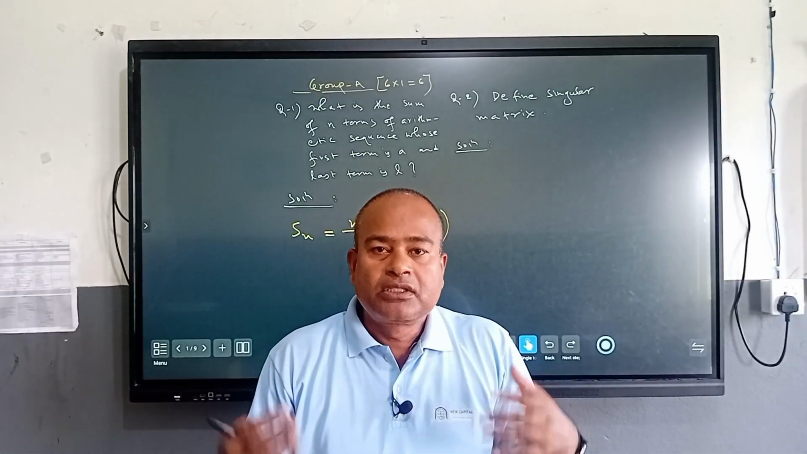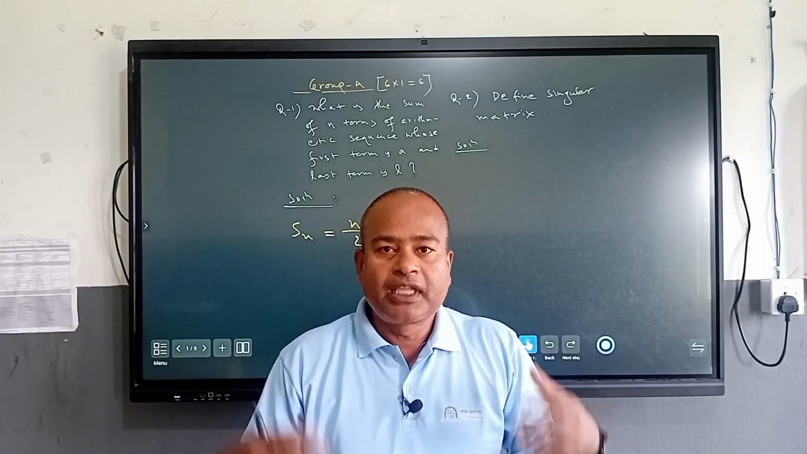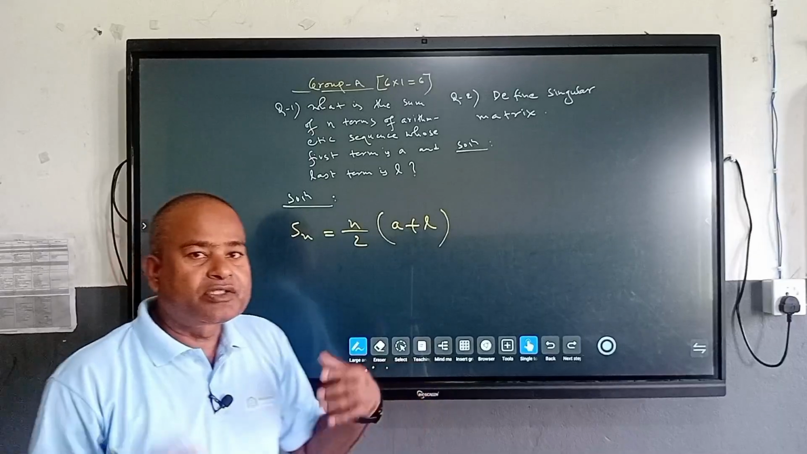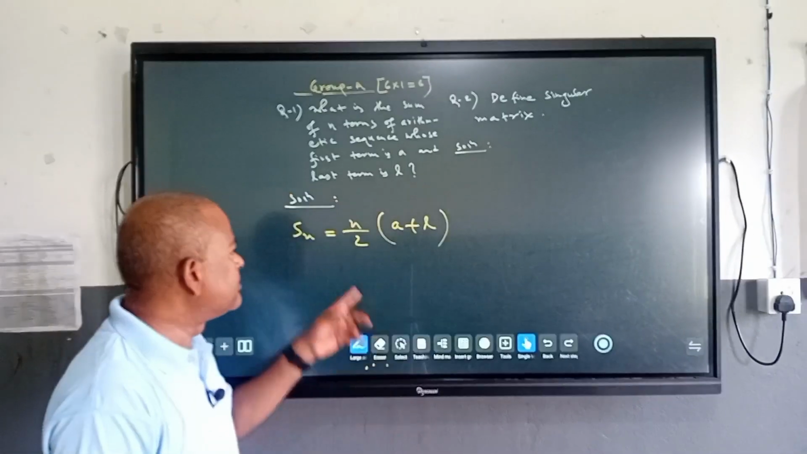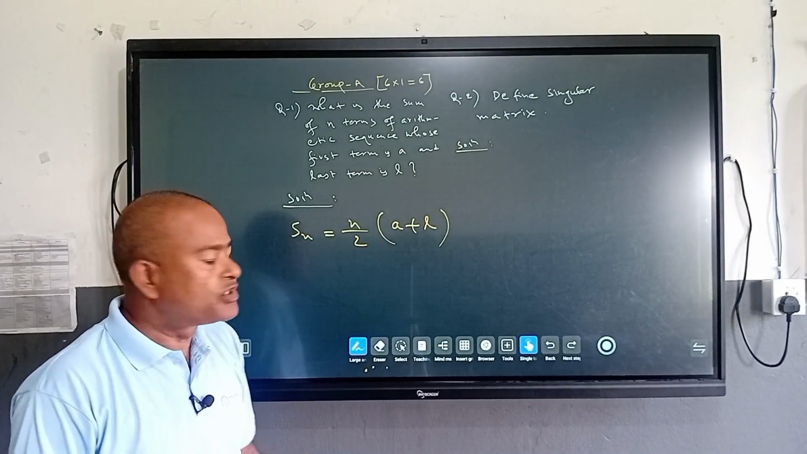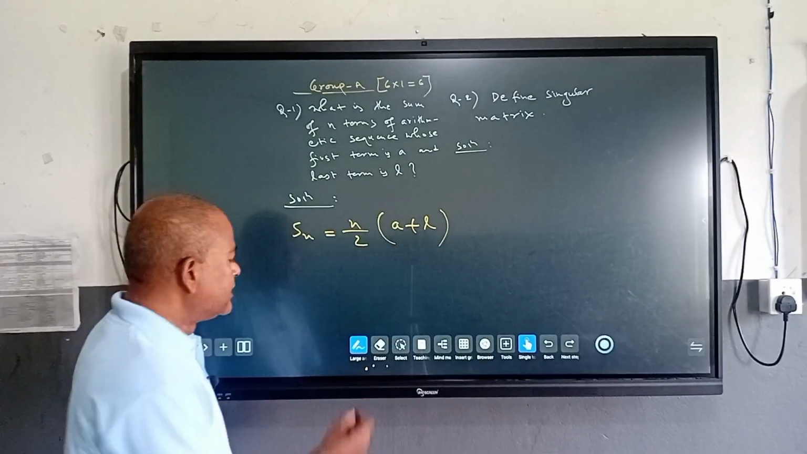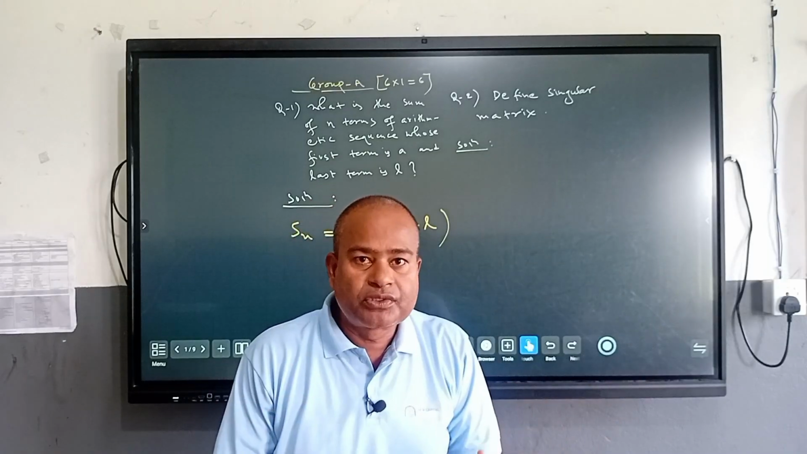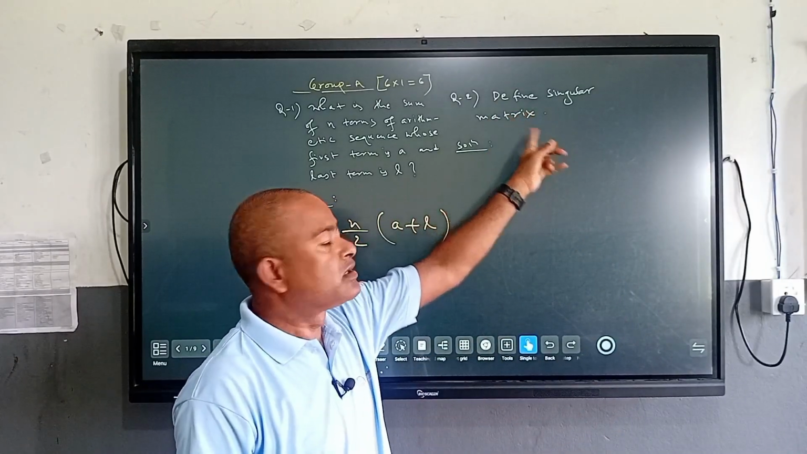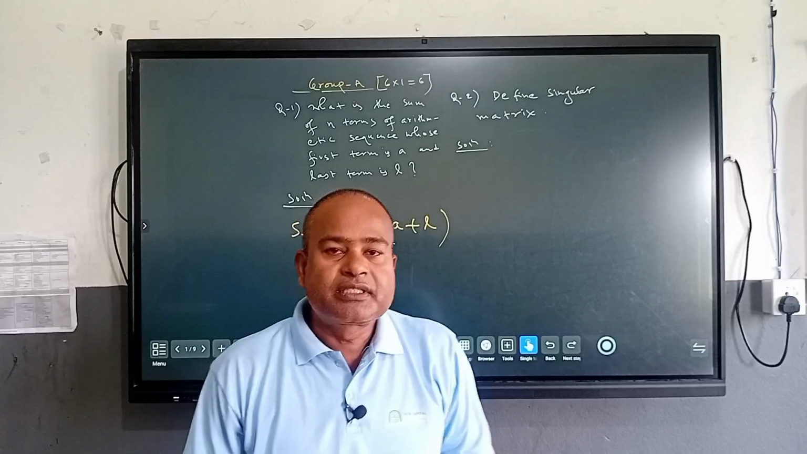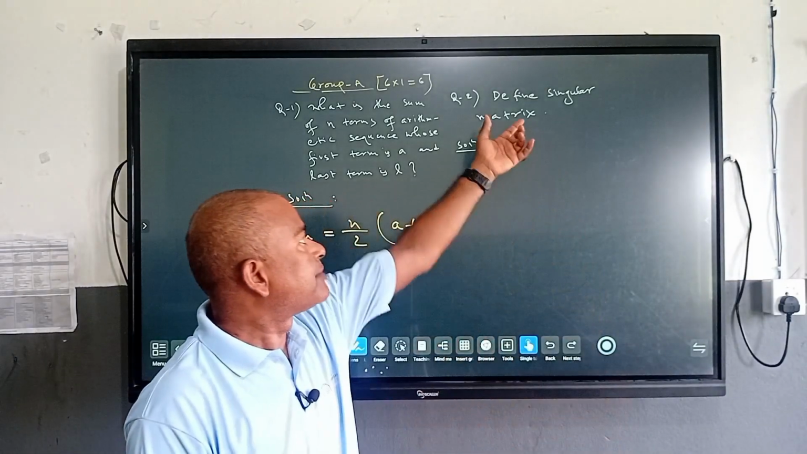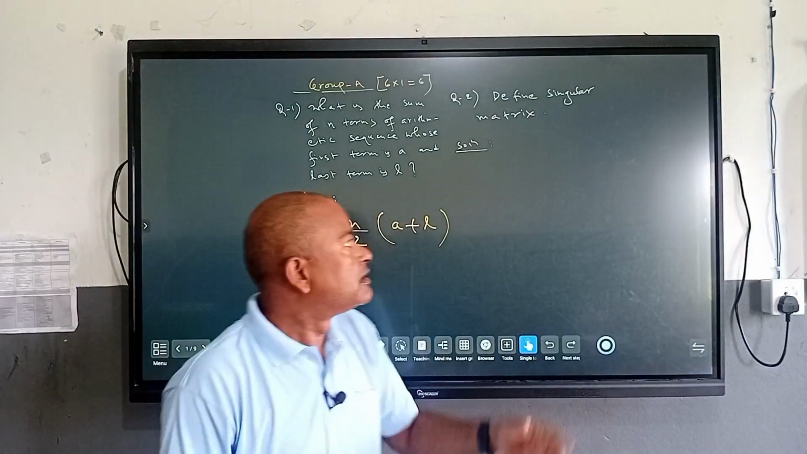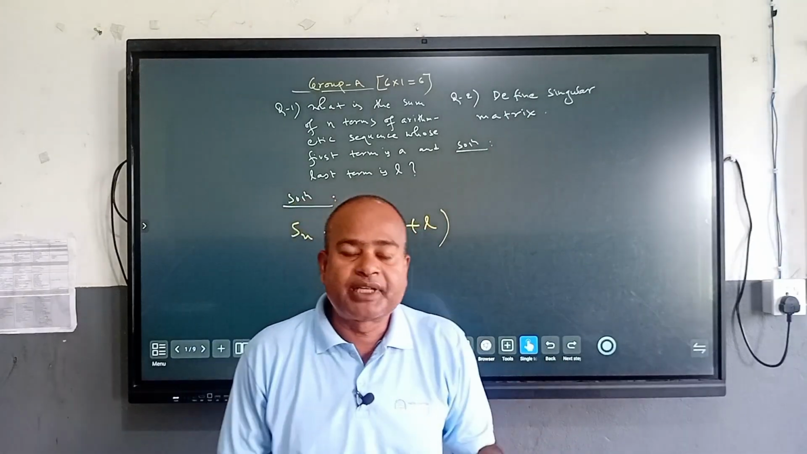So dear students, the formula to find the sum of n terms of an arithmetic sequence whose first term is a and the last term is l is given by Sn equals n by 2 times a plus l. Now the next question, number 2, is define a singular matrix. This question is from the chapter of matrix and determinant. In this question we have to write the definition of a singular matrix.